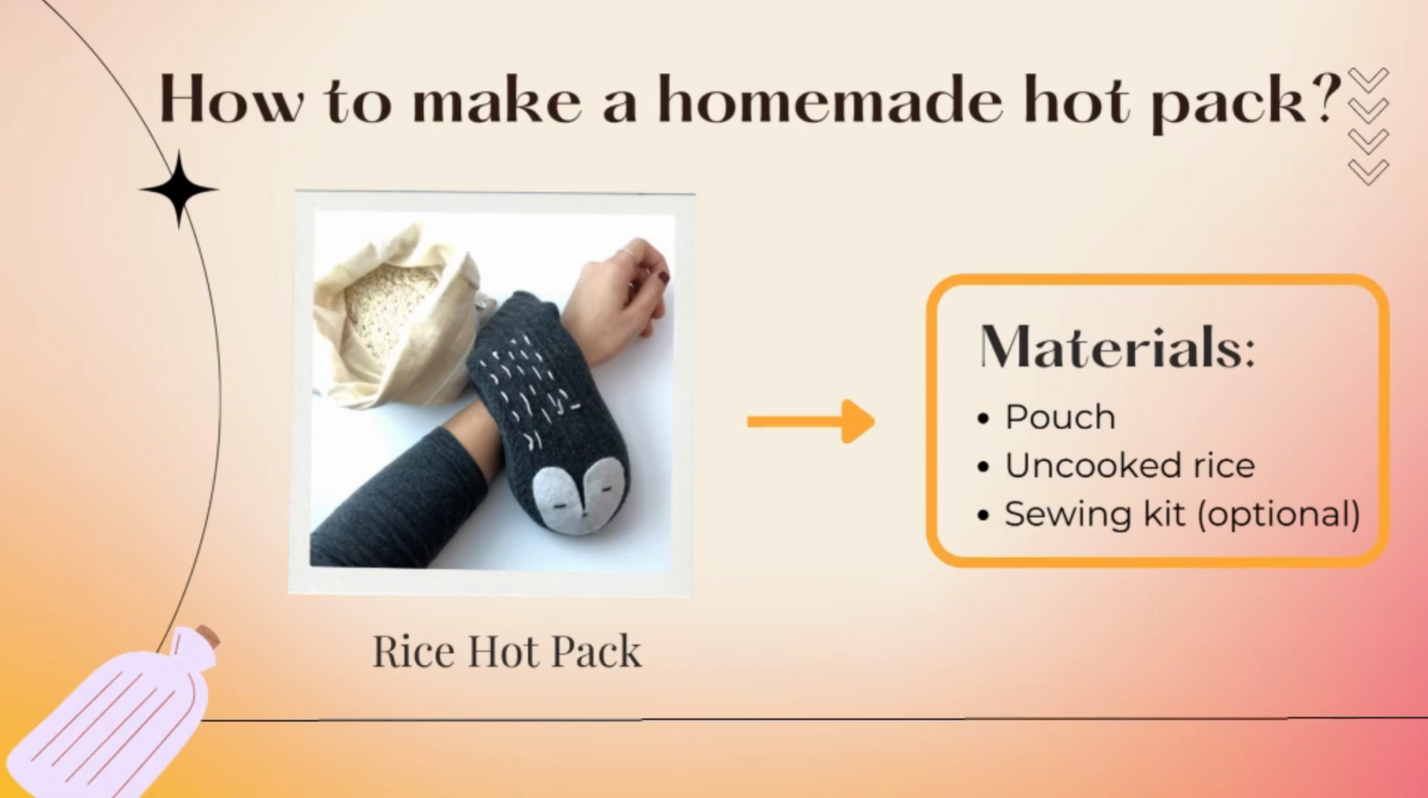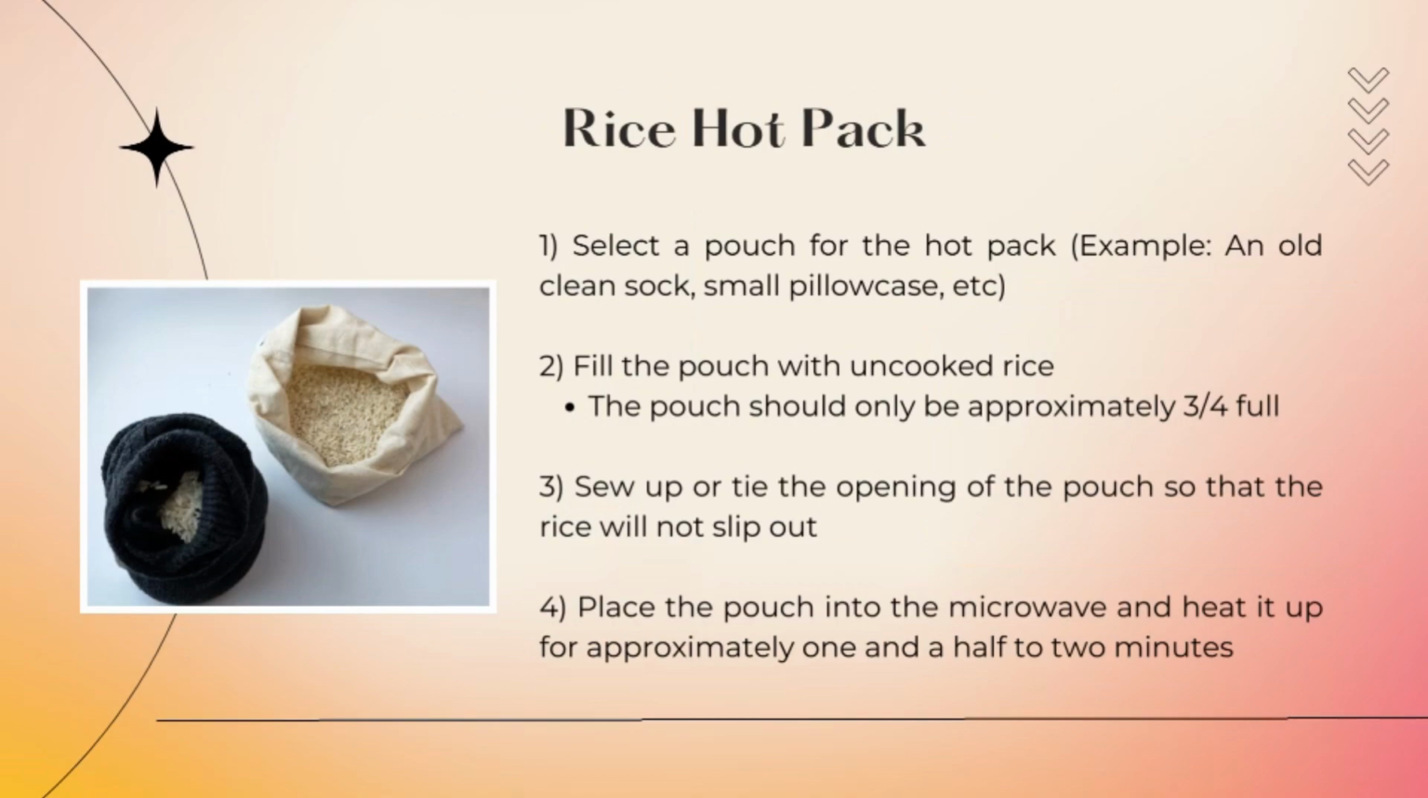The second step is to fill the pouch with uncooked rice. It is important to note that the pouch should only be 3/4 full so that there is space for the rice filling to disperse evenly when applied. The third step in making the homemade hot pack is to sew up the opening of the pouch. If you do not have a sewing kit, tying a knot at the opening of the pouch can also be an option, as long as the rice does not slip out.